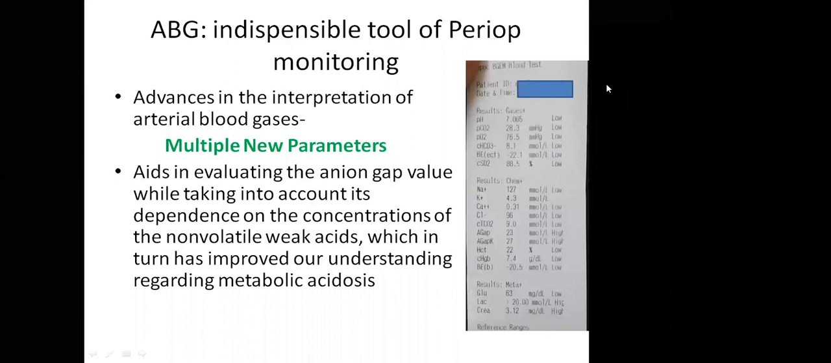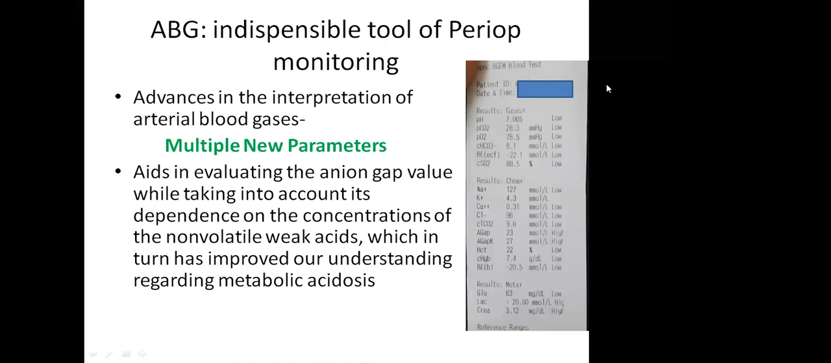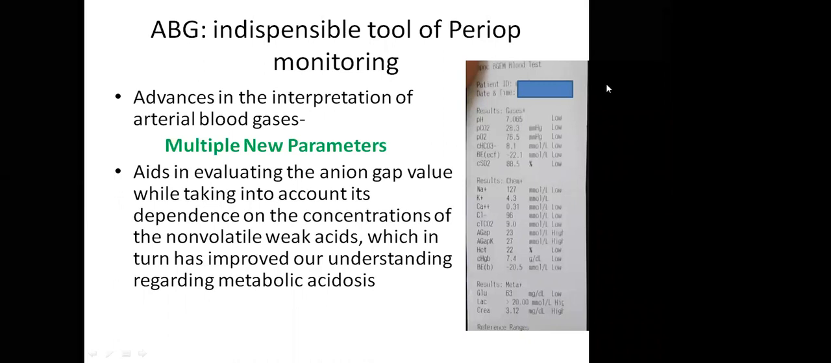Now ABG is indispensable. ABG is easy nowadays, available in each ICU with a dedicated machine usually, and there are multiple new parameters available. You can see there is anion gap, hematocrit, hemoglobin, lactate, creatinine, all available in ABG reports. So we can detect early deviations and detect early metabolic acidosis and other complications.